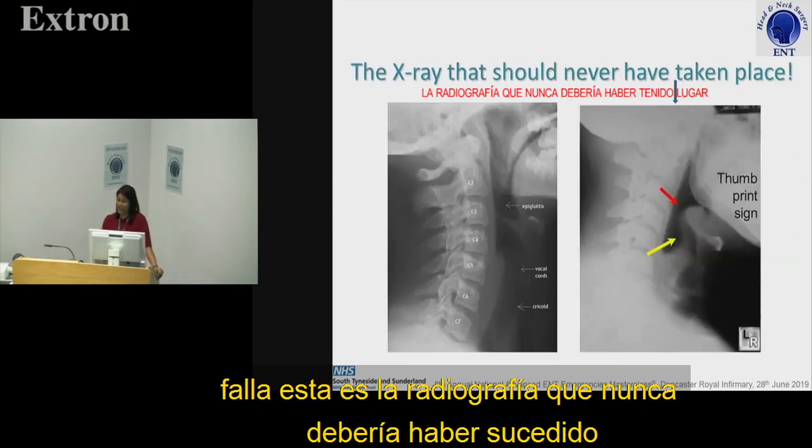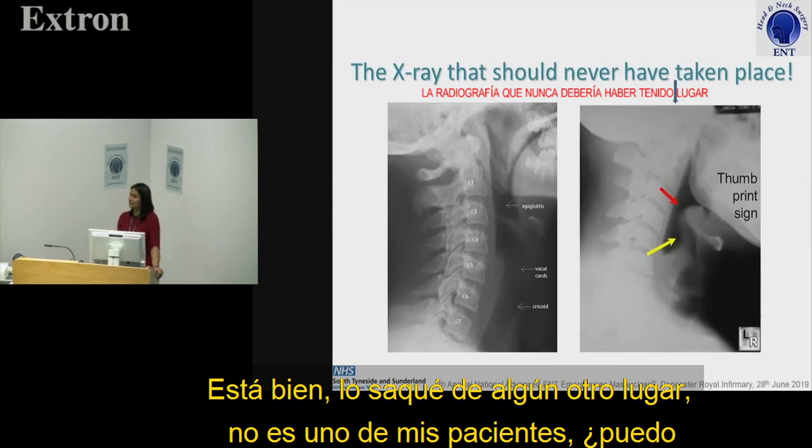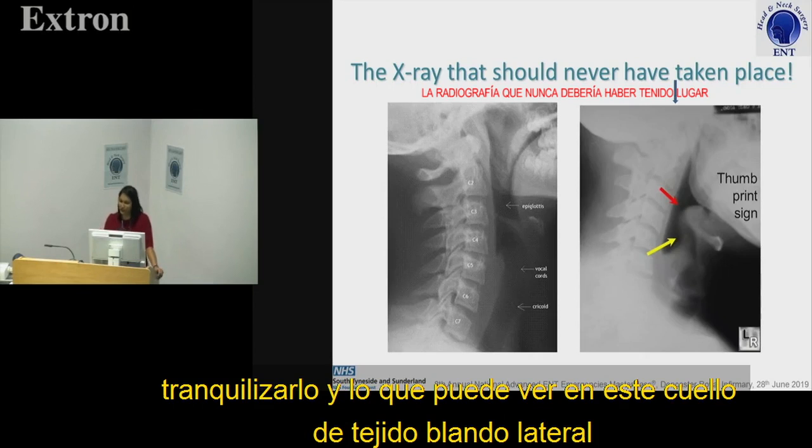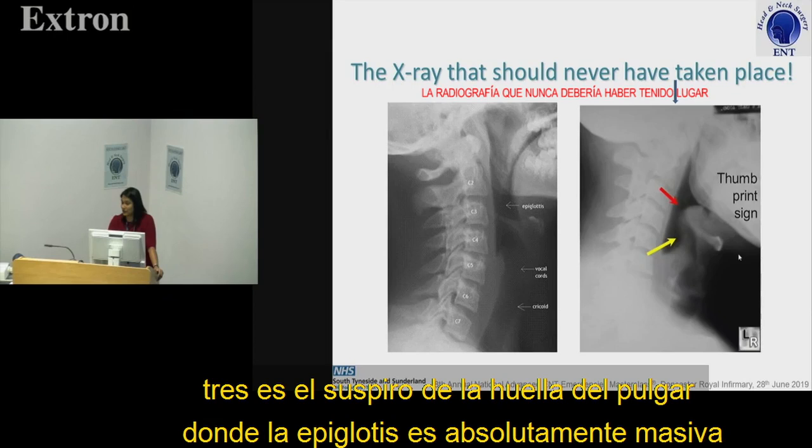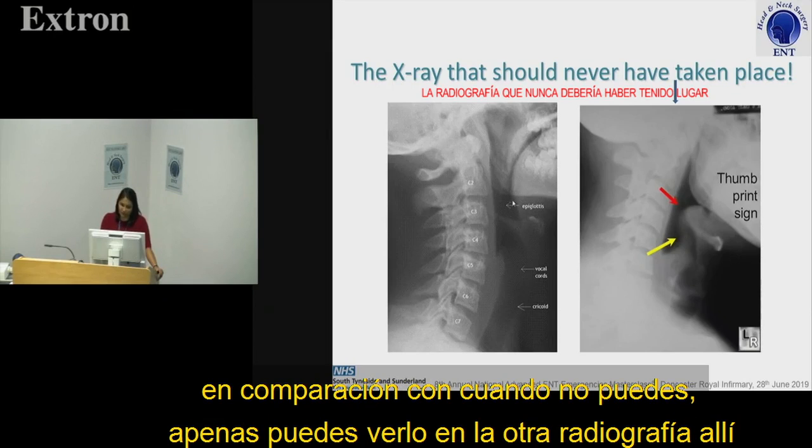This is the X-ray that should never have happened. Okay, I got that from somewhere else. It's not one of my patients, can I reassure you? And what you can see on this lateral soft tissue neck X-ray is the thumbprint sign, where the epiglottis is absolutely massive compared to, I mean, you can hardly see it on the other X-ray there.